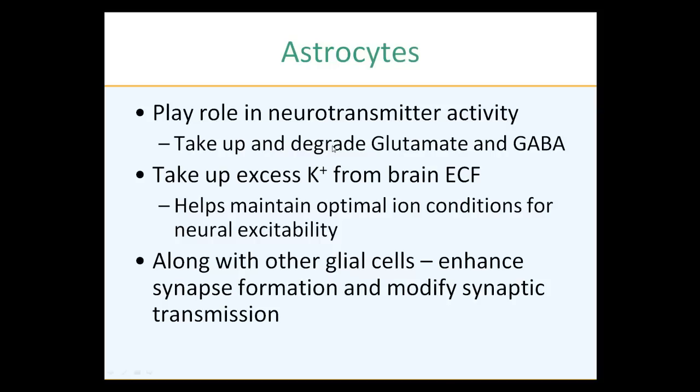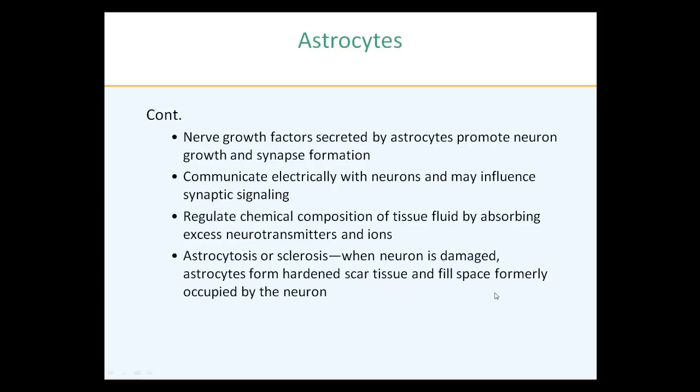So this is our biggest group of cells. We call that the astrocytes, and we agreed that this is one of the 4 types of the glial cells that we have. In addition to the things I mentioned to you, they also secrete nerve growth factors, and that promotes neuron growth. It communicates electrically with neurons, like I told you, so maybe it influences synaptic signaling and memory. Regulates the chemical composition, mainly potassium.